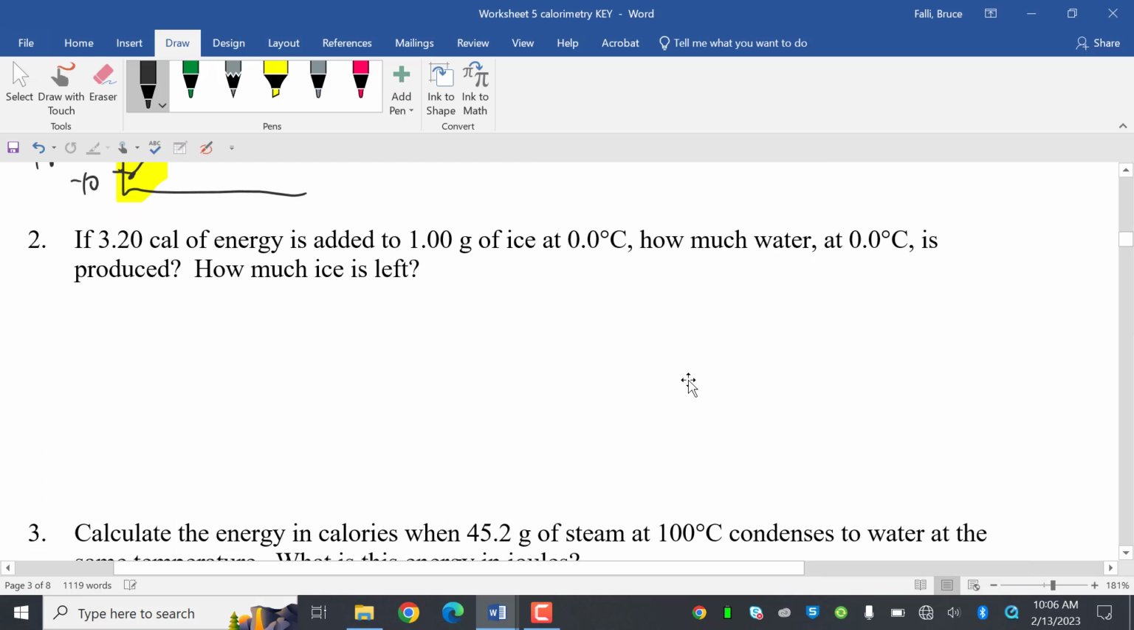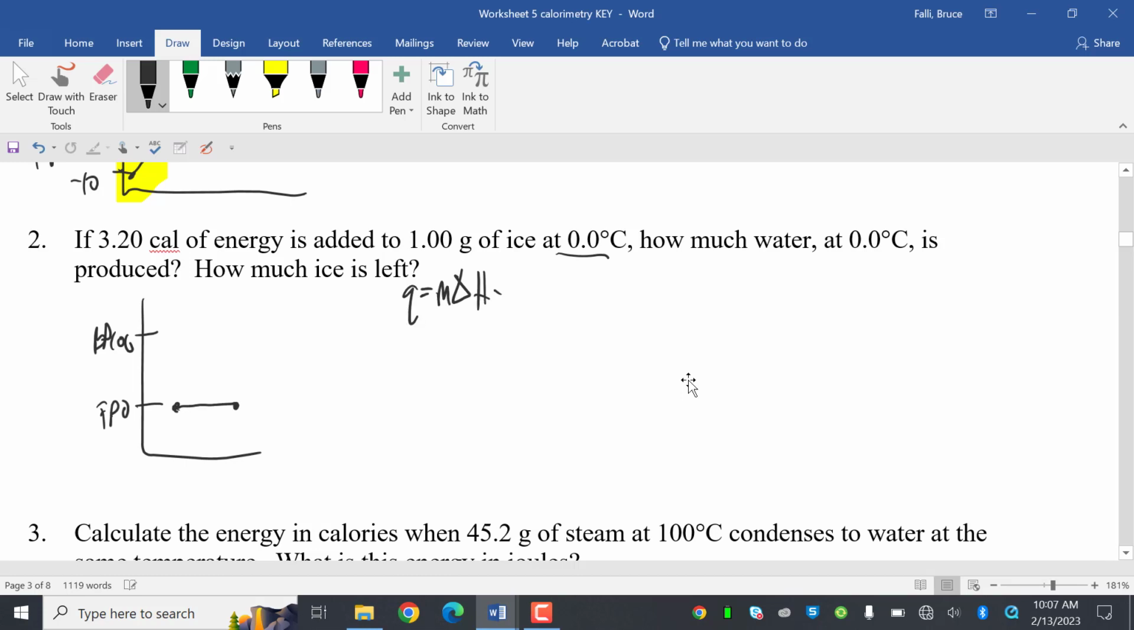3.20 calories of energy is added to 1 gram of ice at 0. How much water at 0 is produced? How much ice is left? So notice we're at 0. And remember how we have freezing point 0, boiling point 100. I'm going to start as ice, and I'm going to end as water. So that's it. There's only one equation. So I'm going to have Q equals M delta H fusion. So 3.20 calories of energy is added to 1 gram of ice at 0. How much water is produced? How much ice is left?